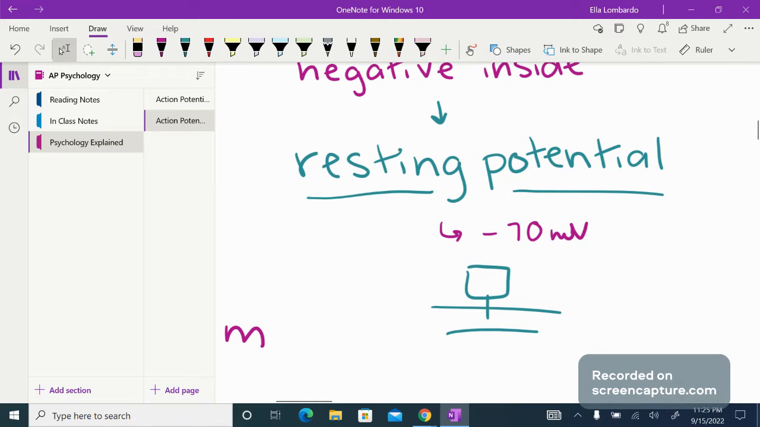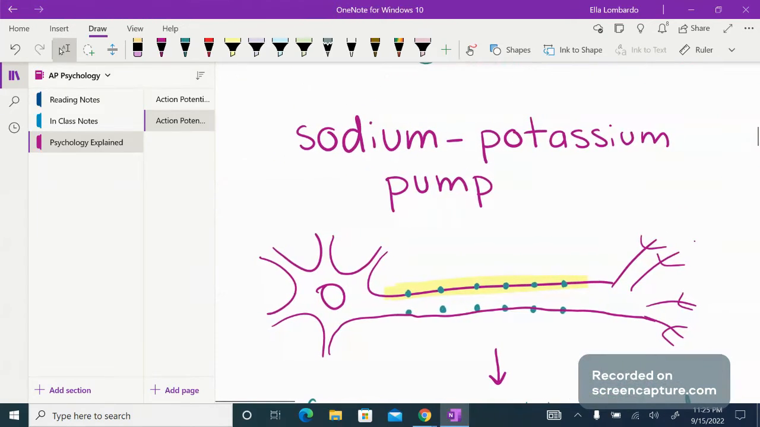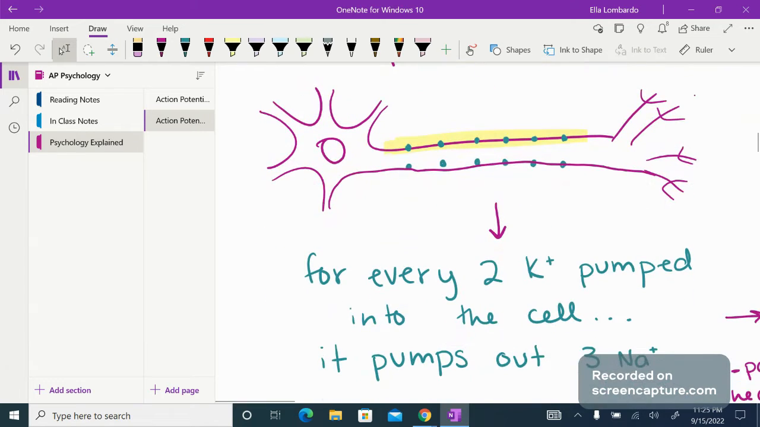Resting potential likes to sit at negative 70 millivolts. So that means if I put a voltmeter inside here of my neuron, it would read negative 70 millivolts. So this does not happen by itself. It happens through this thing called the sodium-potassium pump. So we can see them.